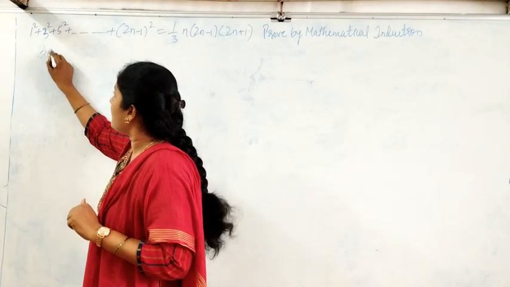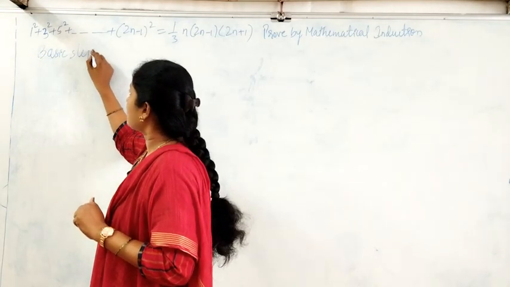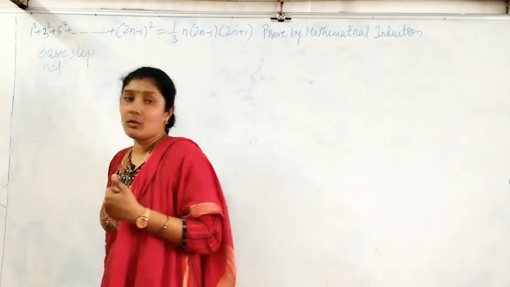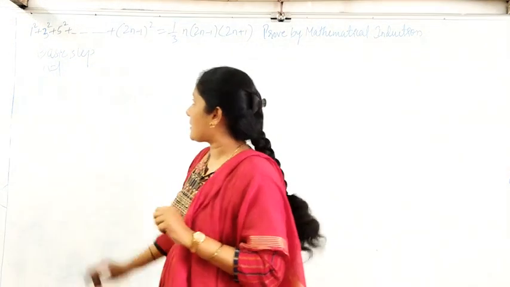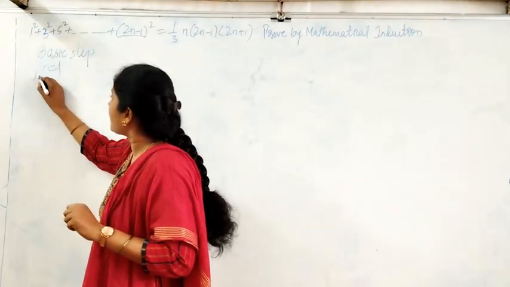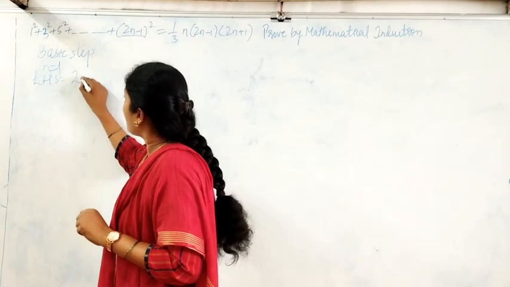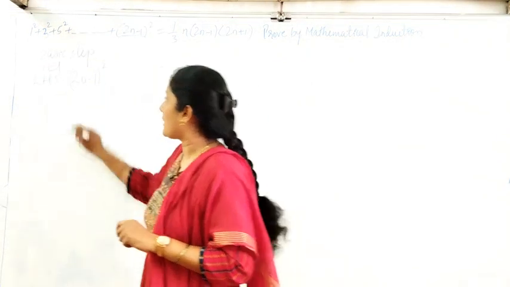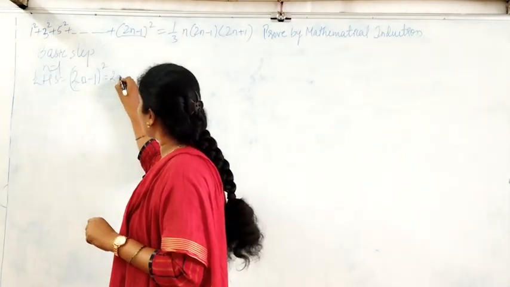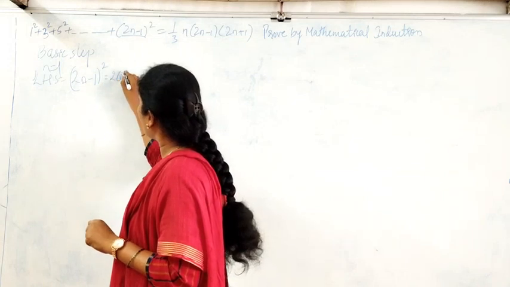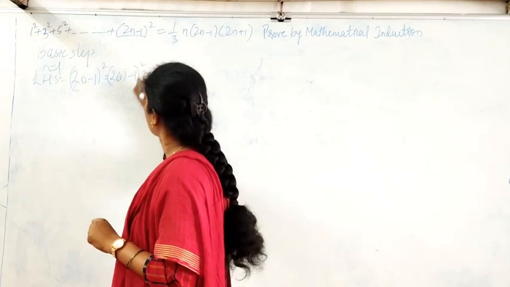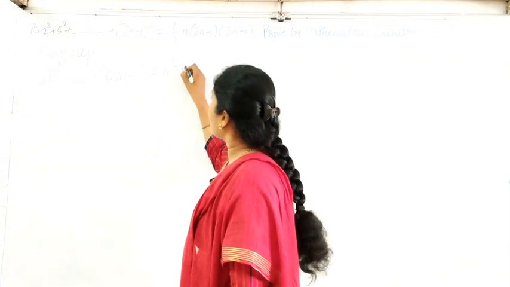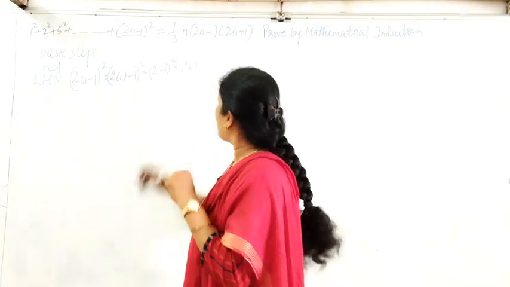So the first step is basic step. In case of basic step, we are putting n equal to 1 in LHS and in RHS. So what is LHS? That is 2n minus 1 whole square. Whenever there is n, put 1. So what it becomes? 2 into 1 minus 1 whole square, that is equal to 2 into 1 is 2 minus 1 whole square. 2 minus 1 is 1. 1 square is 1.